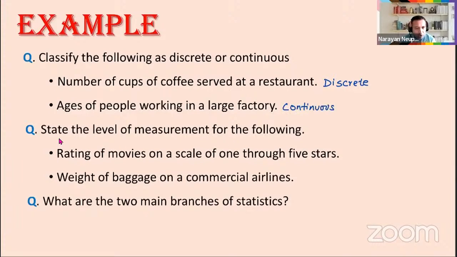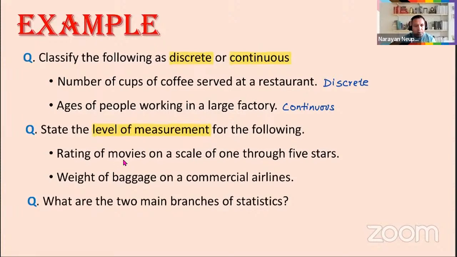Okay, next question here is state the level of measurement for the following. In the first one, we were just checking whether they are discrete or continuous. In the next one, we are looking for level of measurement. When we talk about level of measurement, we are looking at the labels like nominal, ordinal, ratio, or interval. So we are looking for all those things.